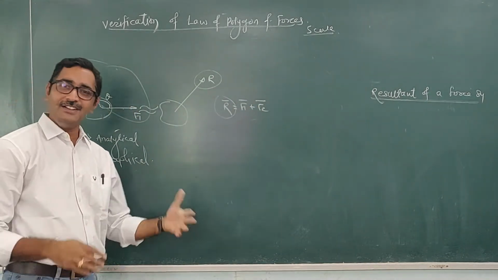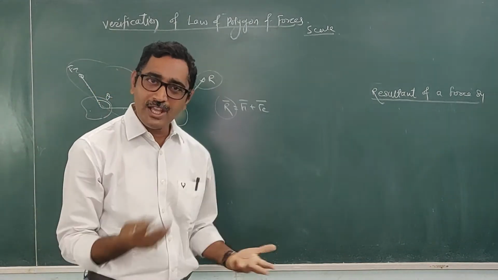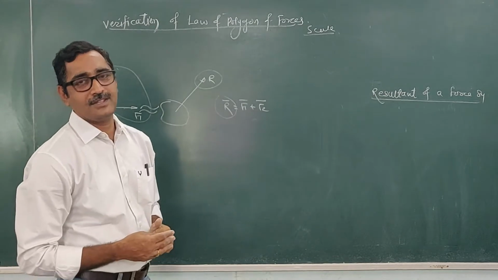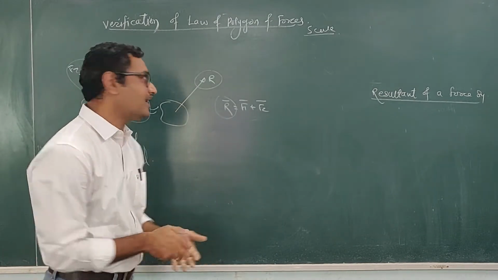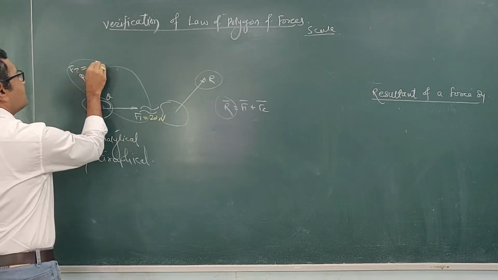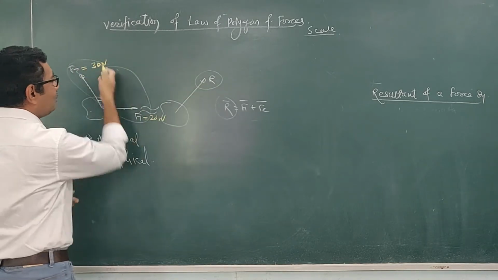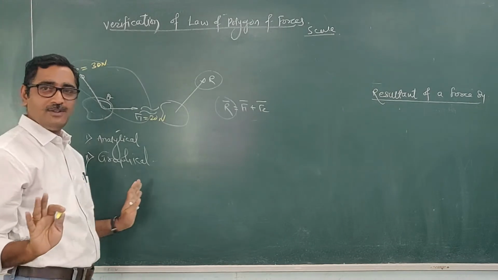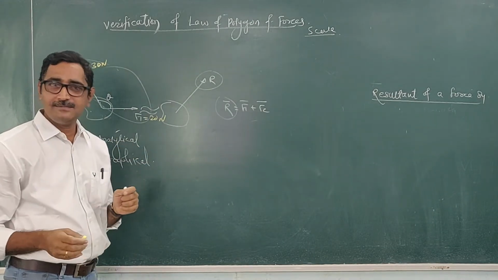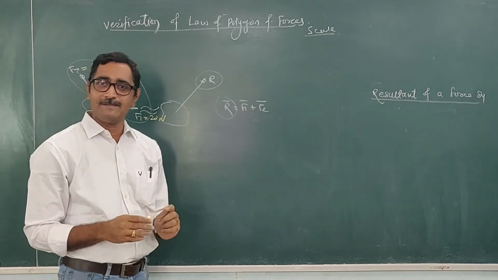Here the resultant is a single equivalent force, but how can we find it? By adding the forces vectorially. Force is a vector quantity, so we can't add directly. Suppose F1 is 20 Newton and F2 is 30 Newton, the resultant won't be equal to 50, 30 plus 20, because it is a vector quantity. We can't add them like scalars, so we have to take the vector summation.